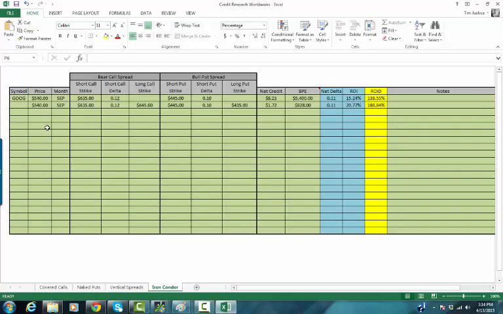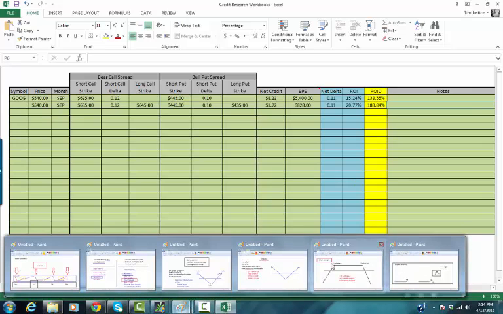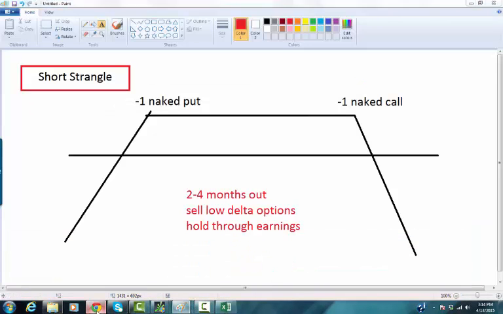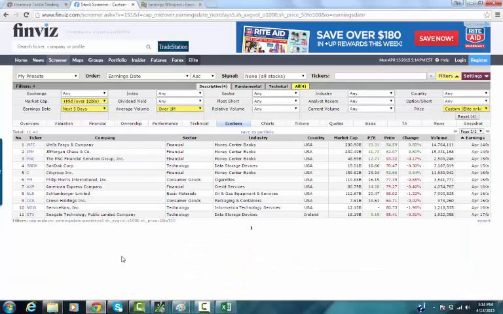We would plug all the numbers in here, make sure we understand them. The point of tonight's class is to introduce the thoughts to you, to get you thinking about it so you can start practicing. Okay. Short strangles. Let's see if we can find another one. One more maybe. Let's look at SLB and STX.